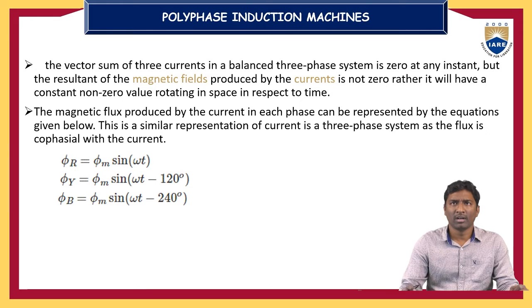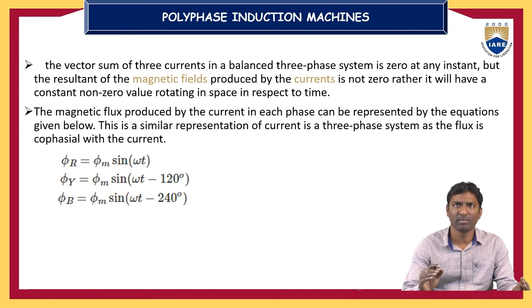Then the vector sum of these three currents in a balanced three phase system is 0 at any instant. But the resultant of the magnetic field produced by the currents is not 0. Rather it has a constant non-zero value and rotates in space with respect to time. That is very important whenever the rotating magnetic field is produced in the stator winding.